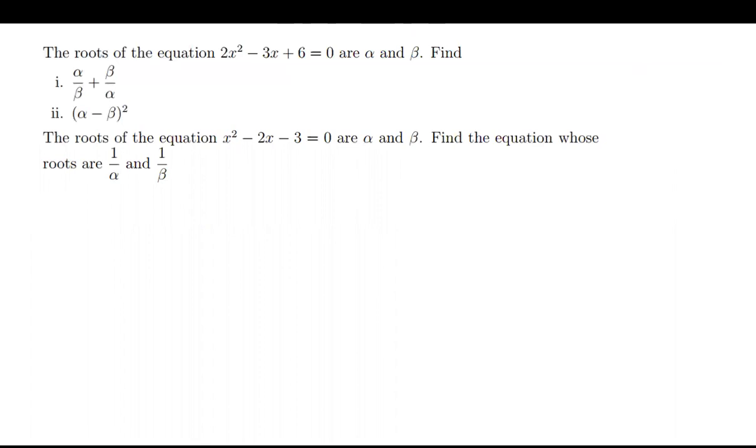The first example that we have is this one here. It says the roots of the equation 2x squared minus 3x plus 6 is equal to 0 are alpha and beta. Find alpha plus beta, or alpha over beta plus beta over alpha. This is very simple and straightforward. How do you solve such a question?